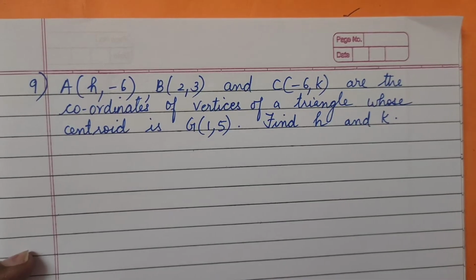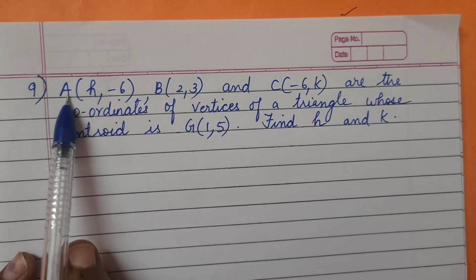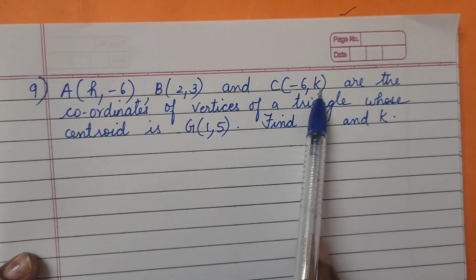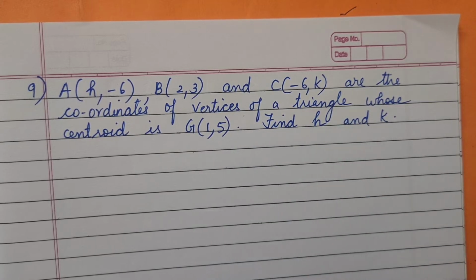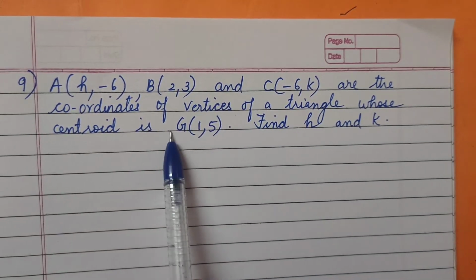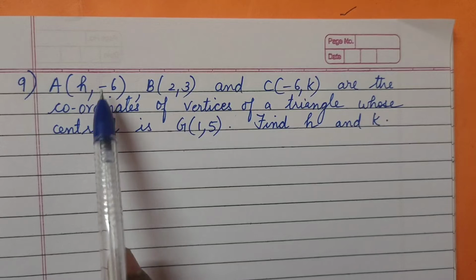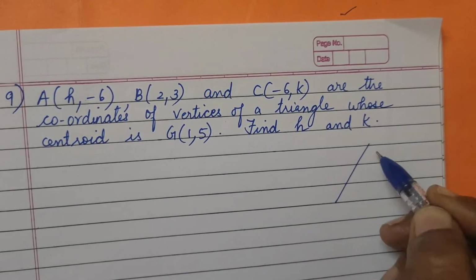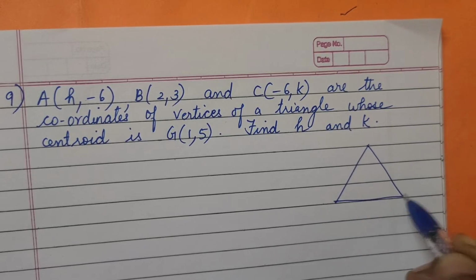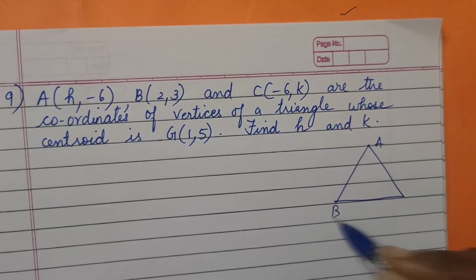Let's see the ninth question. Here A, B and C, certain coordinates are given, are the coordinates of vertices of a triangle whose centroid is also given. Find h and k. That means this coordinate is missing and this coordinate. Firstly I'll draw a triangle here, A, B and C.